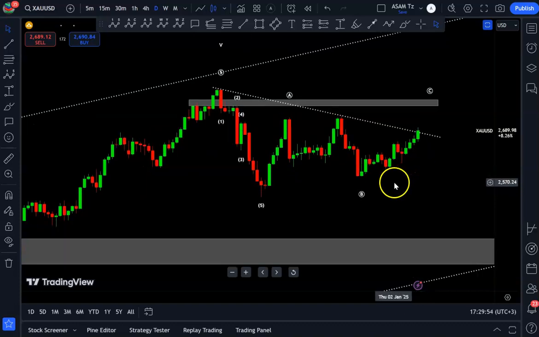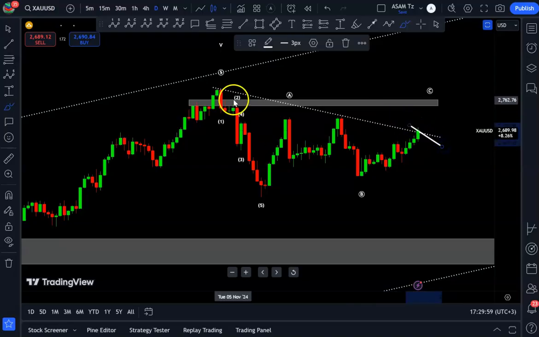Also you can see now this week price has moved up to a certain level. Here we have a trend line. So this was the first touch, this was the second touch, now this is the third touch on the same trend line. So in most cases we may expect price can reject at this level.